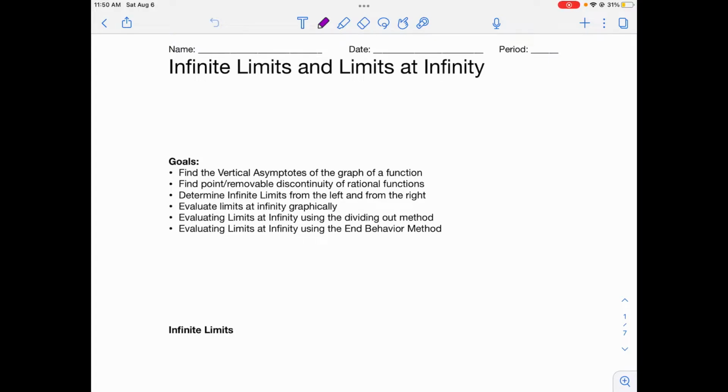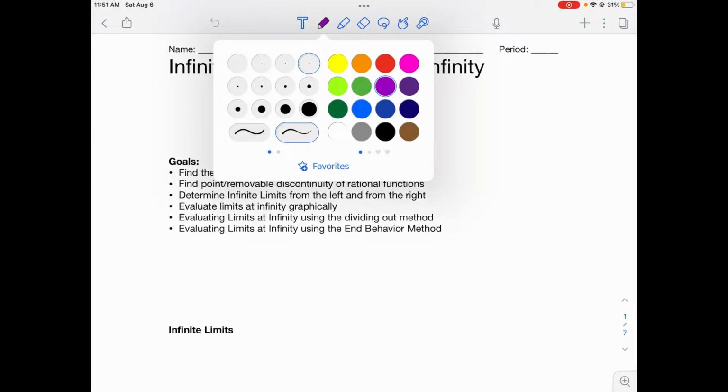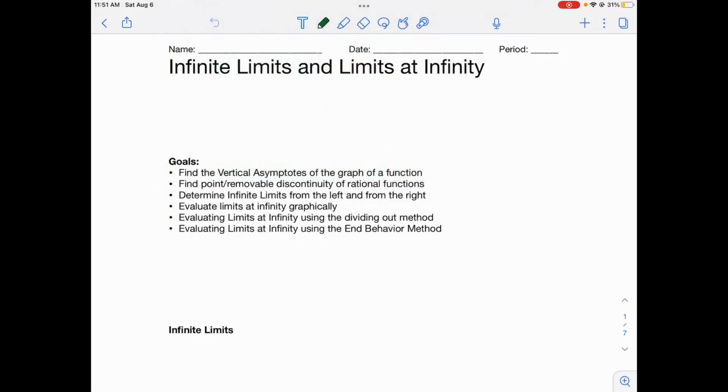Okay, in today's lesson, we're going to look at how to find infinite limits and how to find limits at infinity. So what's the difference between these? Infinite limits is if you have a limit as x goes to some number of a function and it's equal to positive or negative infinity. That's what we call infinite limits. Your limit is going to infinity or negative infinity.